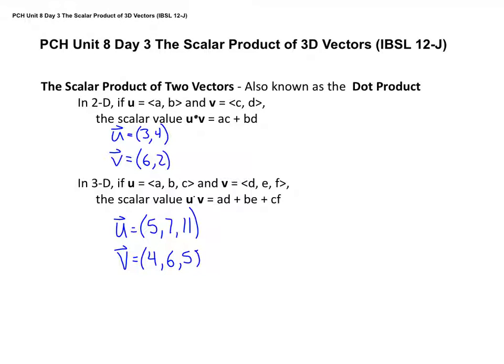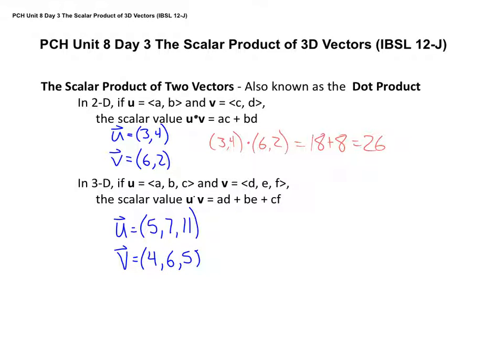So you guys already know how to do u dot v in two dimensions. You would take the 3, 4 dot 6, 2, and you would multiply the 3 by the 6 and get 18. You would multiply the 4 by the 2 and get an 8, and then you would add those together to get 26. A scalar. Again, that's why it's called the scalar product.